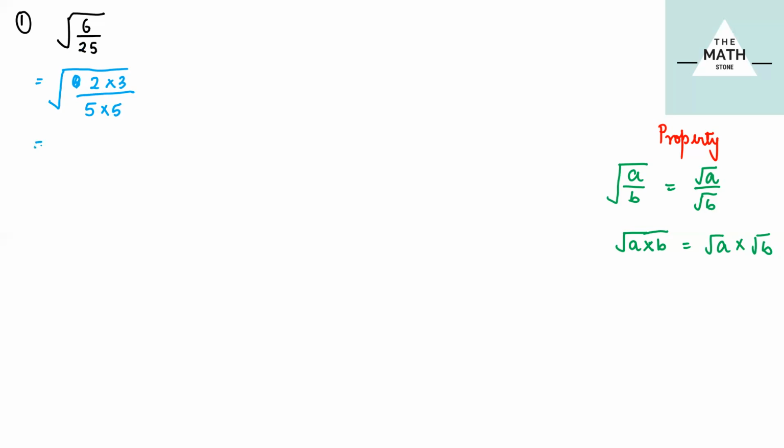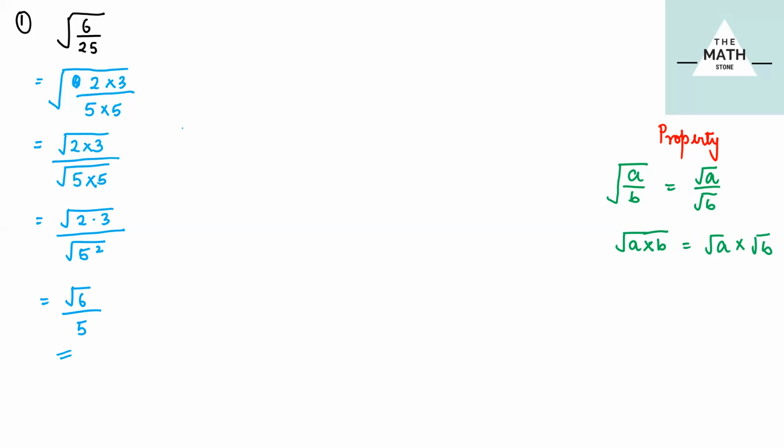Now in the next step, we'll apply the division property. So this becomes square root of 2 times 3 divided by square root of 5 times 5. Now in the next step, we'll group the perfect squares. This 2 times 3 cannot be grouped, and 5 times 5 can be grouped as 5 squared. So 2 times 3 is 6, and this becomes square root of 6 over 5. And this is your final answer.